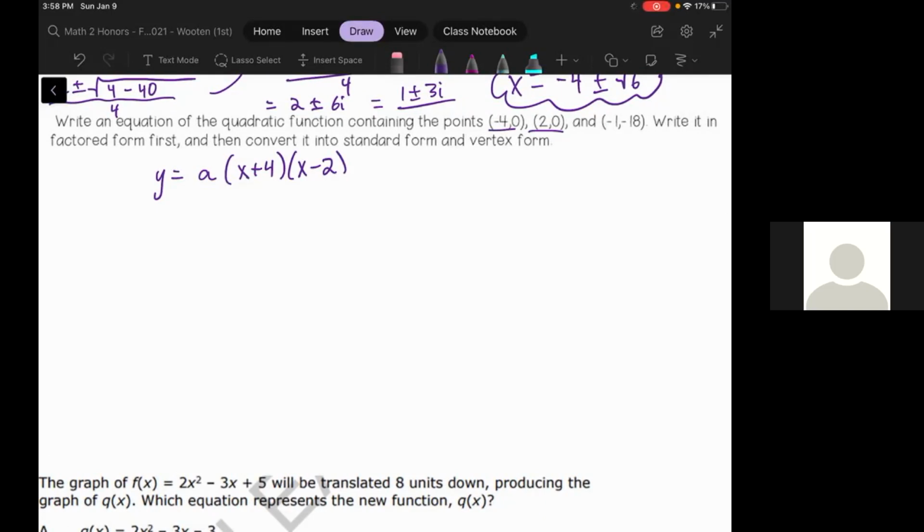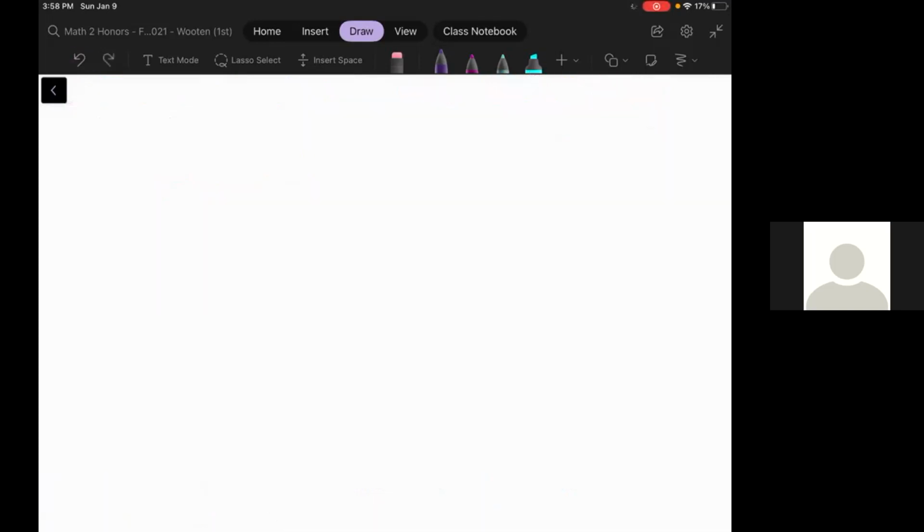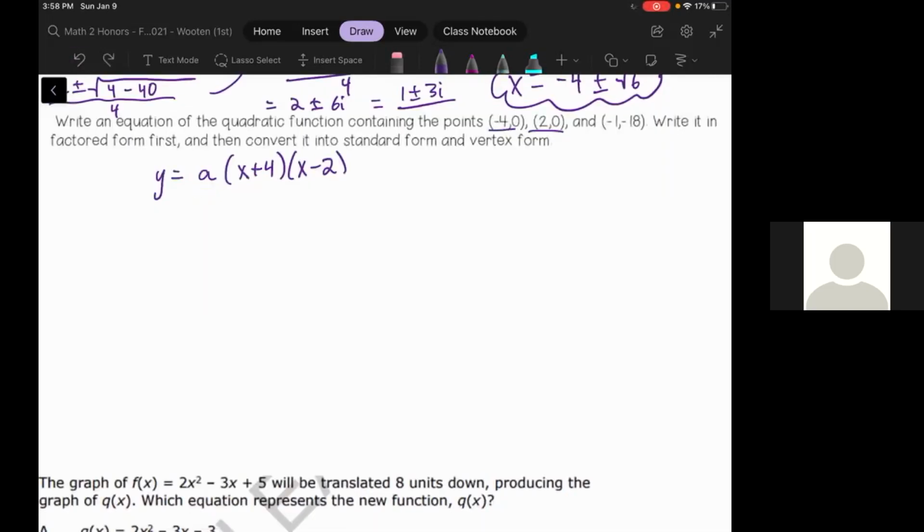And then to help me find this a value right here, I need to use another point. And they gave me this other point right here, (-1, -18). So I'm going to plug that in and see what I get. If I plug in -1 and -18, that means I'm plugging in an x number and a y number. So y is -18 equals some number times (-1 plus 4) times (-1 minus 2).